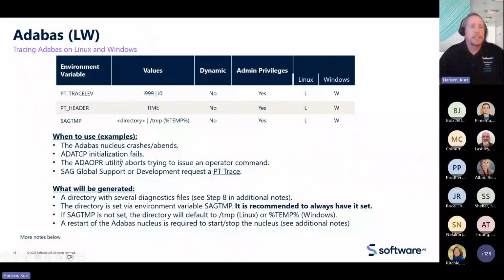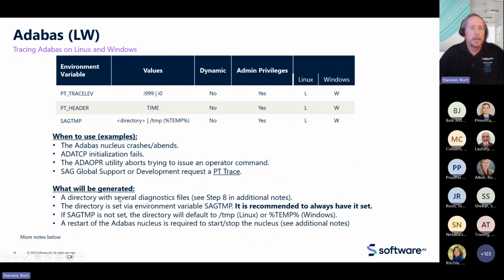So Adabas on Linux and Windows. There are ways to trace the Adabas nucleus should it crash. TCP failures, the AdaOpr utility has an issue. It is documented in the manual on setting up a PT trace. And again, a lot of times it's when you're working with global support or development that they will ask for this.